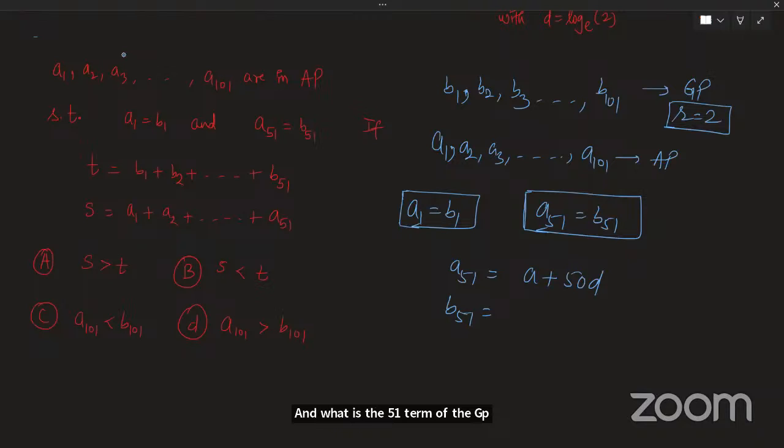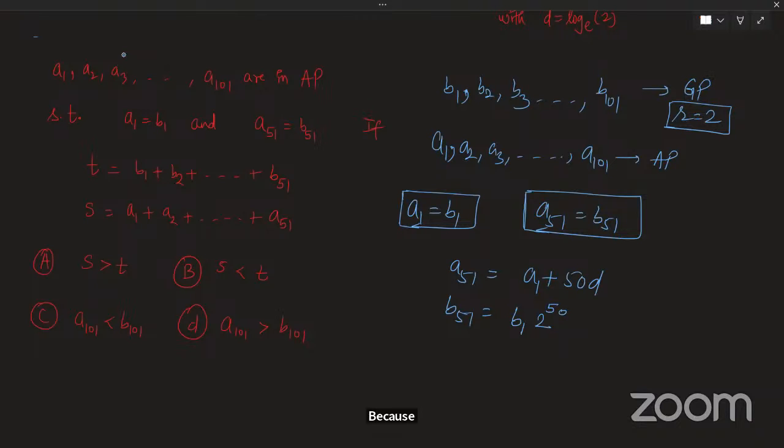GP, okay, sir, GP. What is the nth term of a GP formula? The nth term is A into R raised to N minus 1. So the 51st term is B1 into 2 raised to 50, right? Yes, sir, because the common ratio is 2.